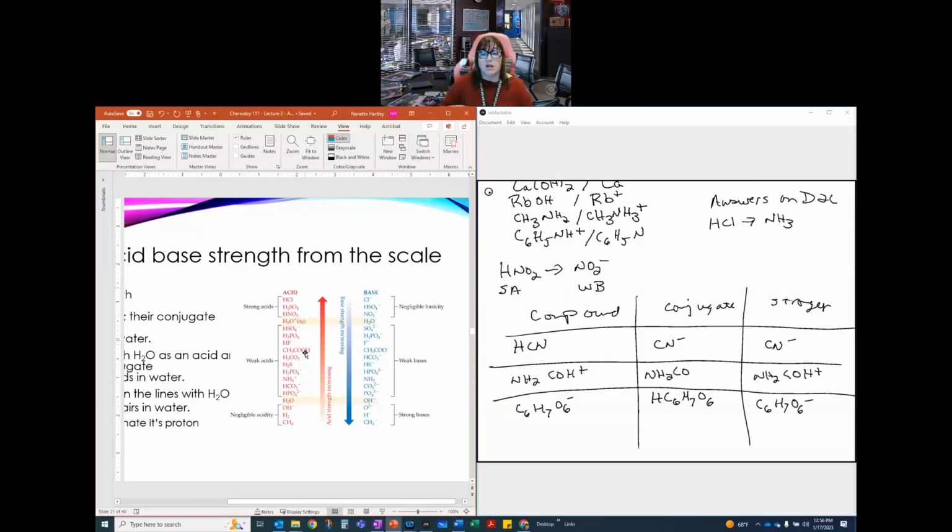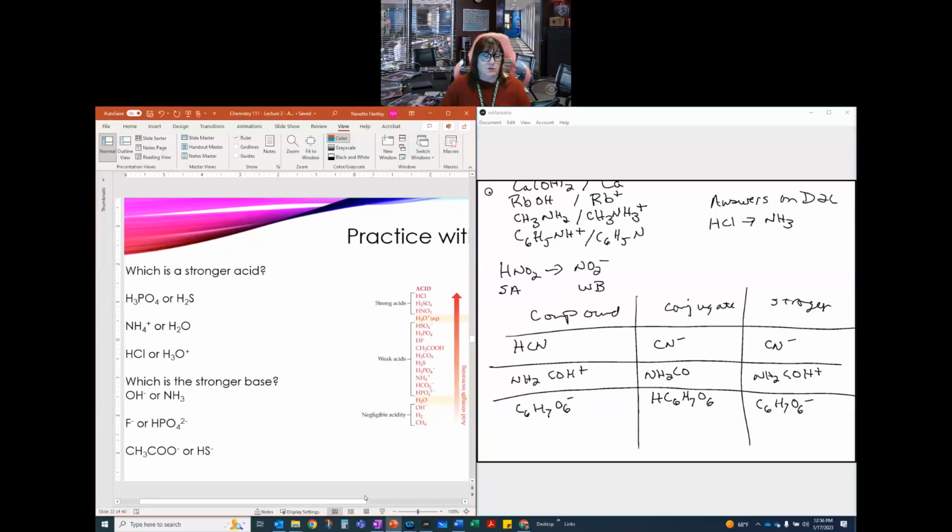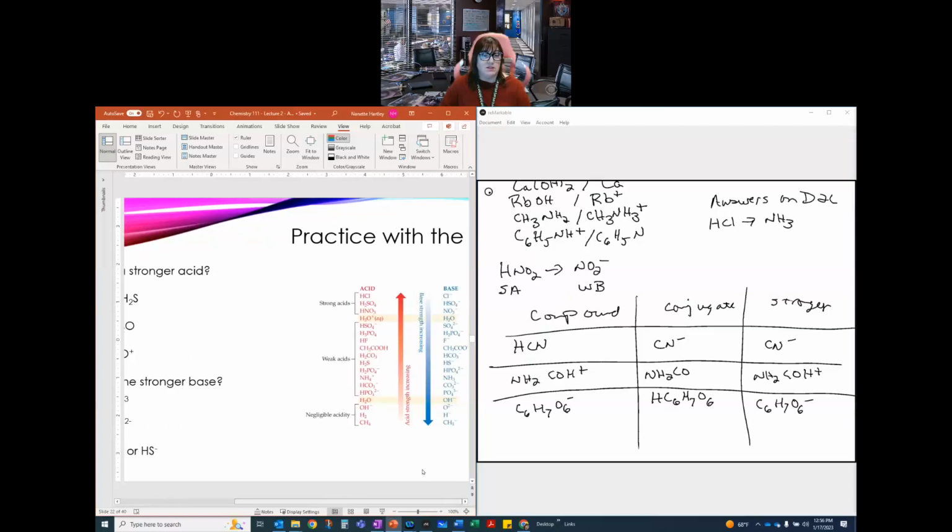So I would expect you to be able to use this table to tell me which one was better, to rank things. So if I give you 4 of them, tell me which one is the strongest, the weakest, and who's in between, that kind of stuff. So that's what we're looking for in terms of that kind of question. Okay? So practice. We have our table.